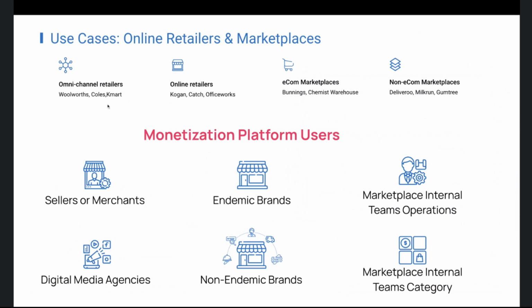But you have primarily 4 buckets. You have omni-channel retailers, essentially online and offline combined. Then you have the online only retailers, the e-com marketplaces and the non-e-com marketplaces, right? For example, a Gumtree would be an example of that.